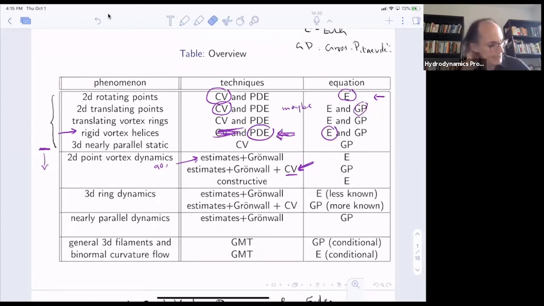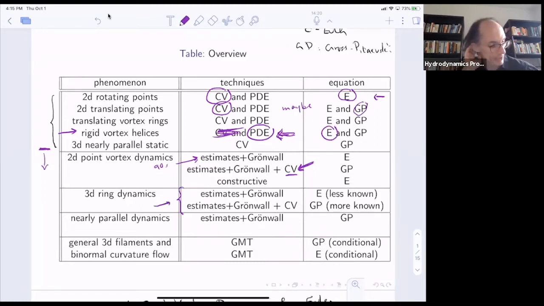Okay, ring dynamics. I'd like to talk about this if time permits. In some way, the proofs here are, one way to think of it is that they're like the 2D point vortices, but more technical. If time permits, we'll look at some of these in detail.